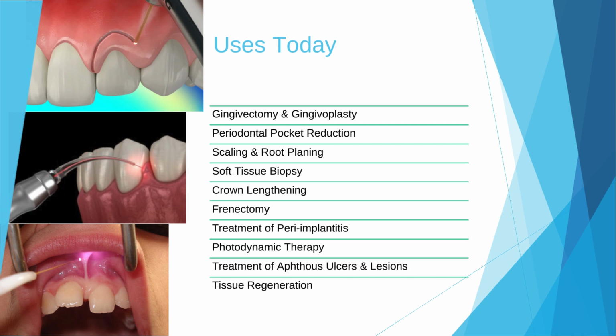Frenectomy. A frenum, a tiny tissue fold that joins the tongue, cheek, or lips to the gums, is removed using lasers. This might be done to prepare for orthodontic treatment or to address problems like speech difficulties. Someone with a tongue tie might want to undergo a frenectomy.